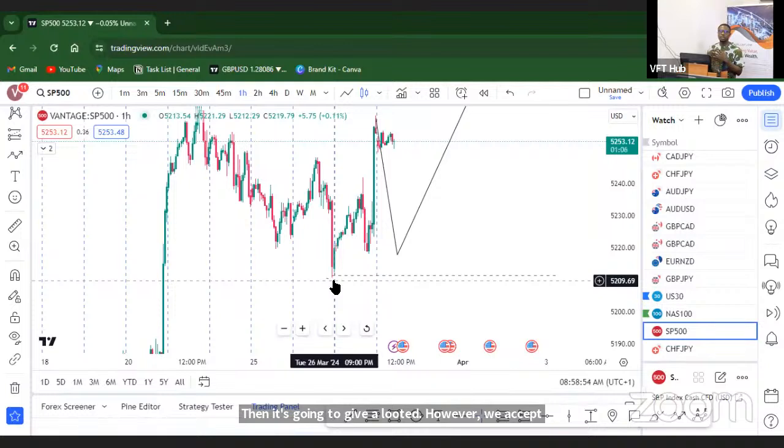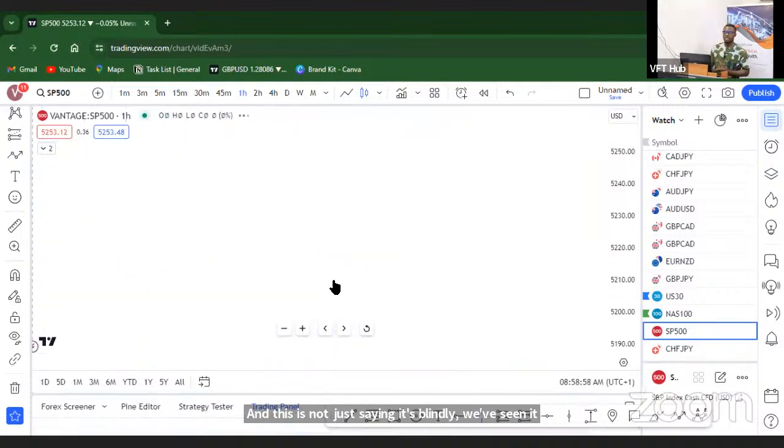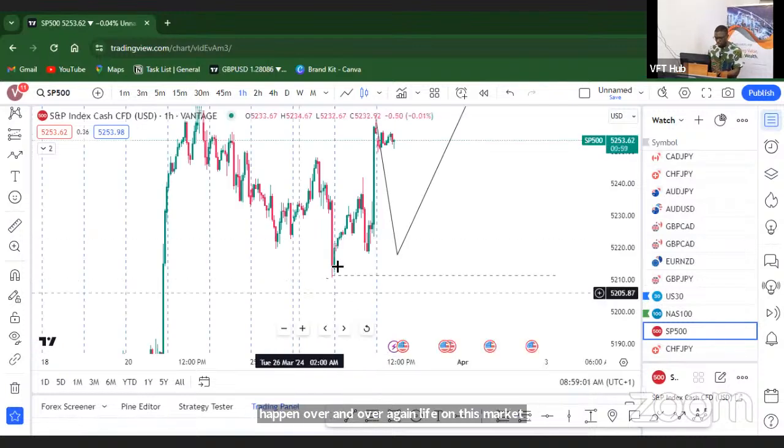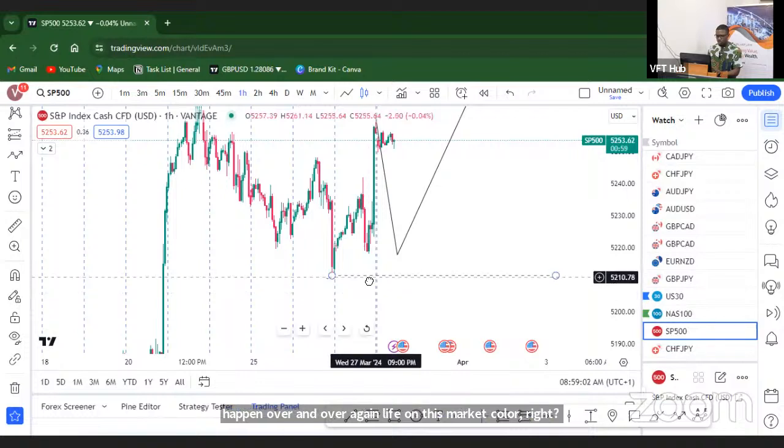And this is not just saying it blindly. We've seen it happen over and over again live on this market. We expect this point to hold.